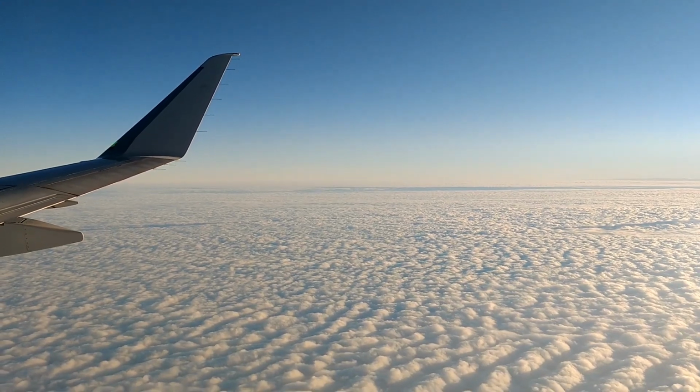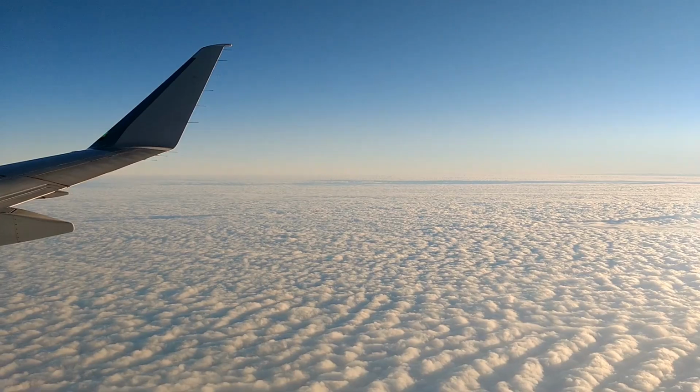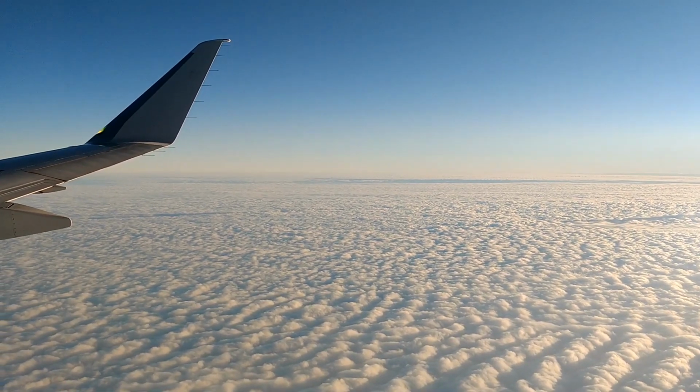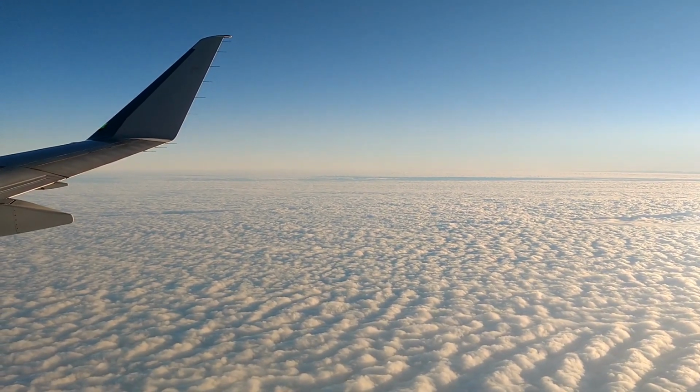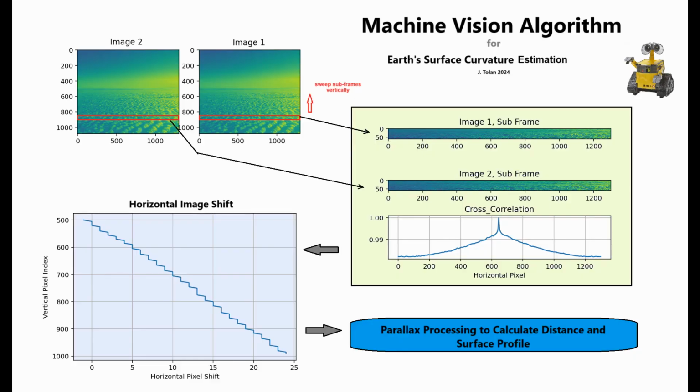Notice how the clouds move faster in the foreground. This is the effect of parallax, and we'll be exploiting this phenomenon to calculate the surface curvature. Okay, here's the basics. We're going to be slicing up the images in thin strips and do a cross correlation to determine how much they're shifted relative to each other. And then we will process the parallax that's available in our images.